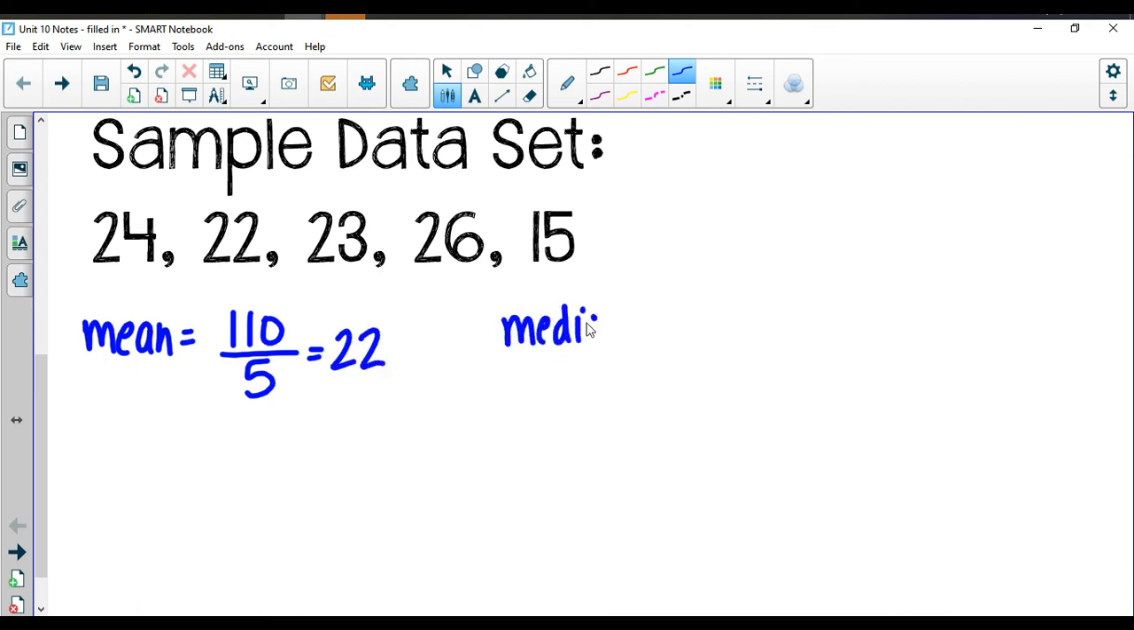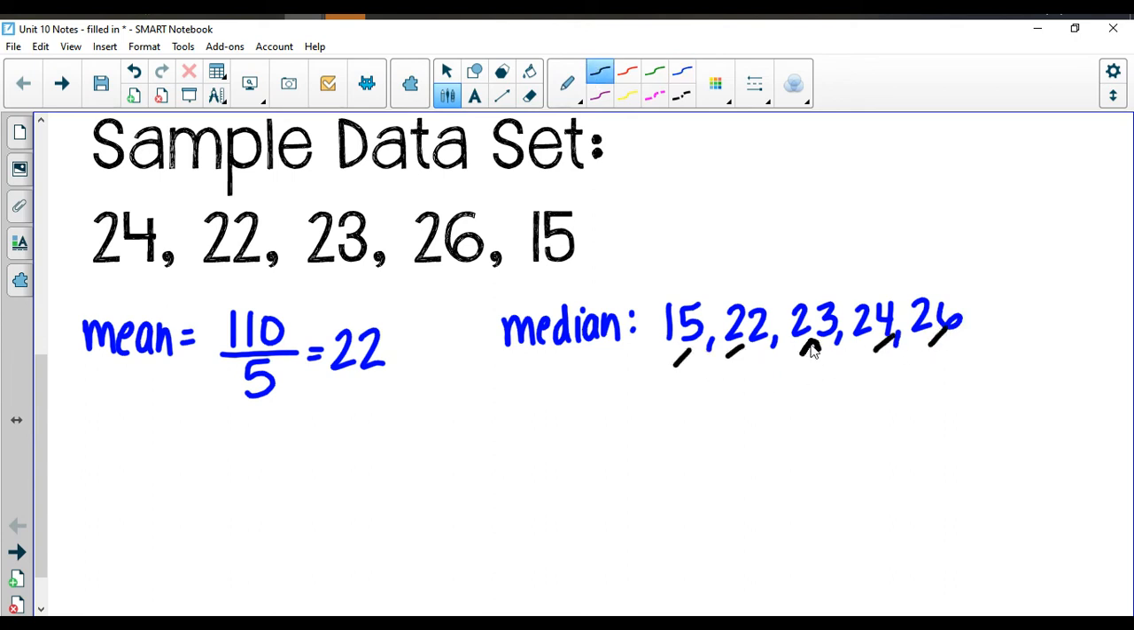To get the median, I need to put the data set in order. So starting with the 15, which is the smallest, the 22, the 23, the 24, and the 26. From here then, I work my way into the middle, and it looks like this 23 is actually my middle number here. So my median is 23. Had there not been a middle number, I would have taken, for example, if it was these two, I would have taken them, added them, and divided by 2, which would then create a median that would actually show up in the middle here.